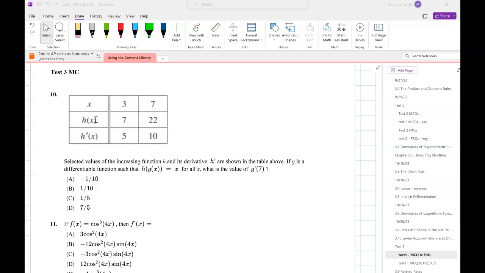But if g of 7, that's not h of 7. Correct, it's not h of 7. h of 7 is 22, but that doesn't help me. We're trying to figure out g of 7. We're given h of 3. So if I know that h contains the point (3, 7), then g needs to contain the point (7, 3), because how do we find inverses? We swap the x and y's. That's what I need, so that I know then g of 7 is 3.